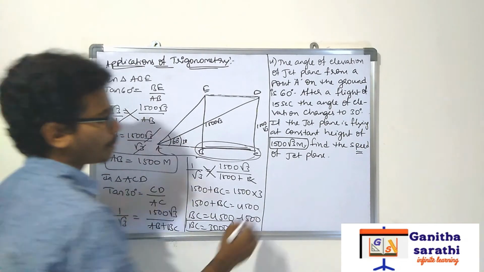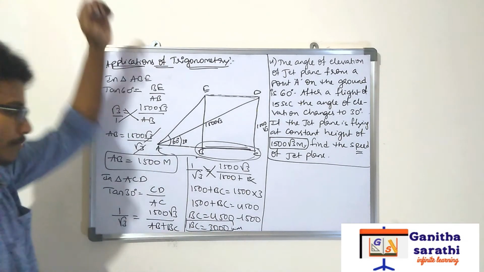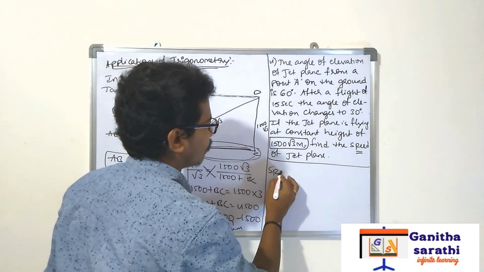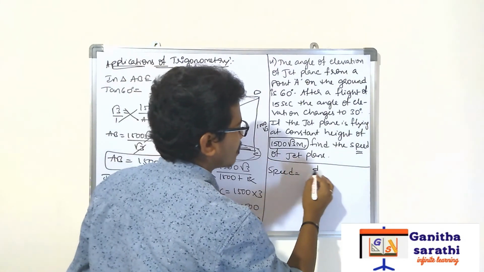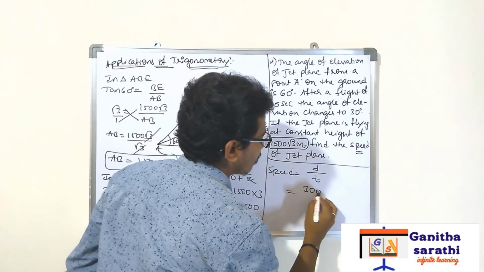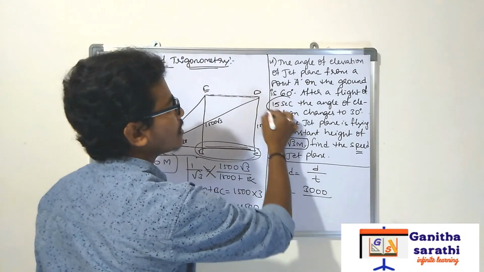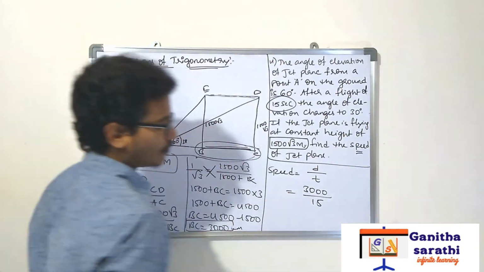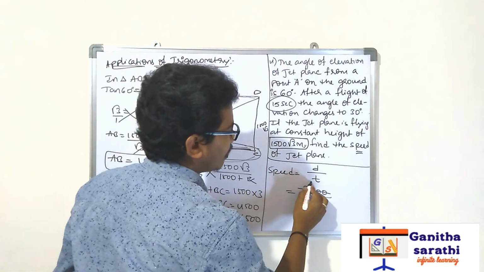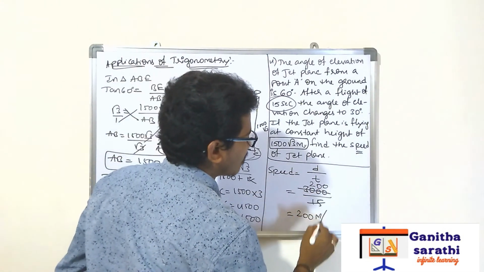Now see here. This is the distance. Now we want to find the speed. What is the speed formula? Distance by time. What is the distance? 3000 meters by time. How much after the flight of how many seconds? 15 seconds. Okay, now cancel this one. What you will get? 15 ones are 15, 15 twos are 30. So 200 meters per second.